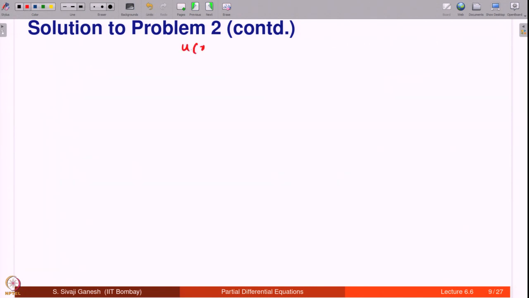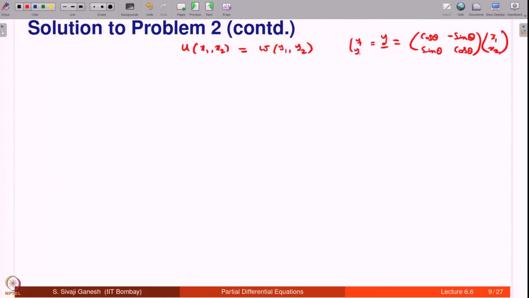So, u of x1 x2 equals w of y1 y2, where y1 y2 are given in terms of x1 x2 by the matrix. So, y is equal to cos theta minus sin theta, sin theta cos theta acting on x1 x2. So, this is y1 y2. Okay, now, let us differentiate.